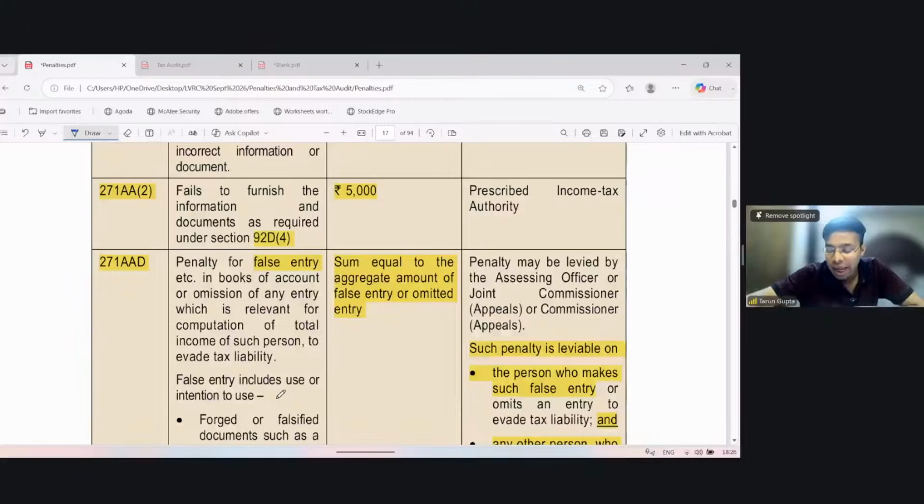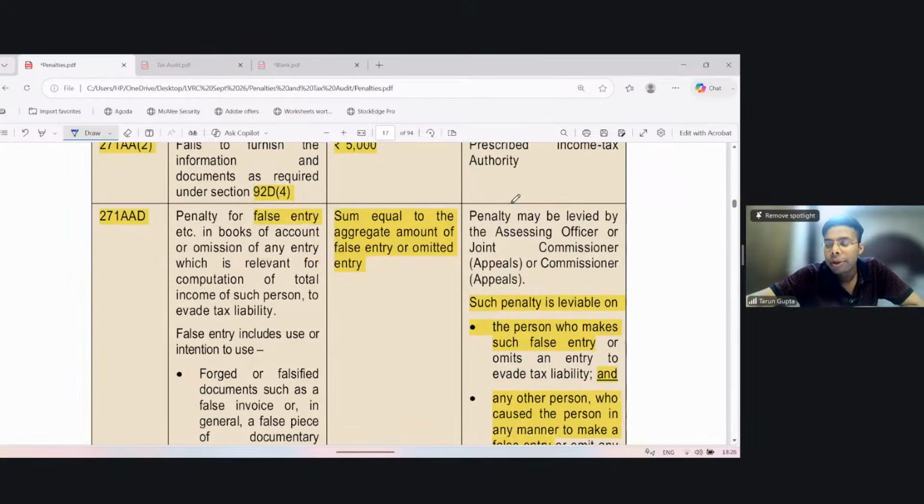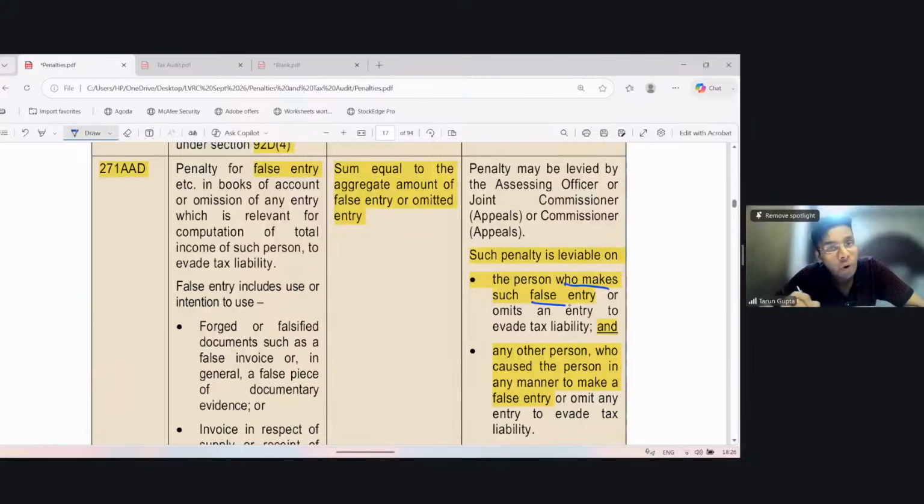But such penalty is leviable on the person who makes such false entry and any other person who caused the person in any manner to make such false entry. Not only the person who makes such false entry, but also the person who encouraged the other person to make such false entry. Okay, 271AAD.